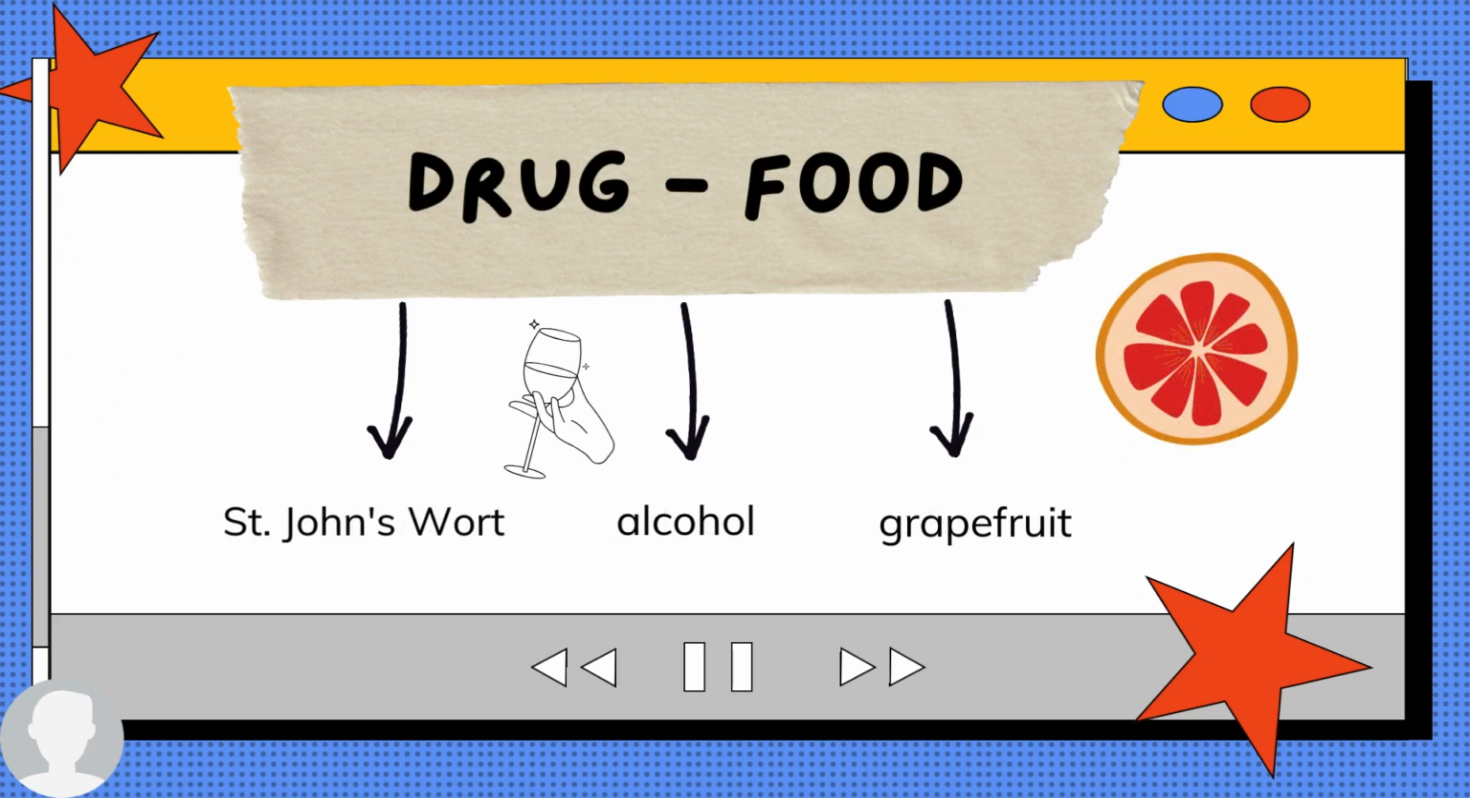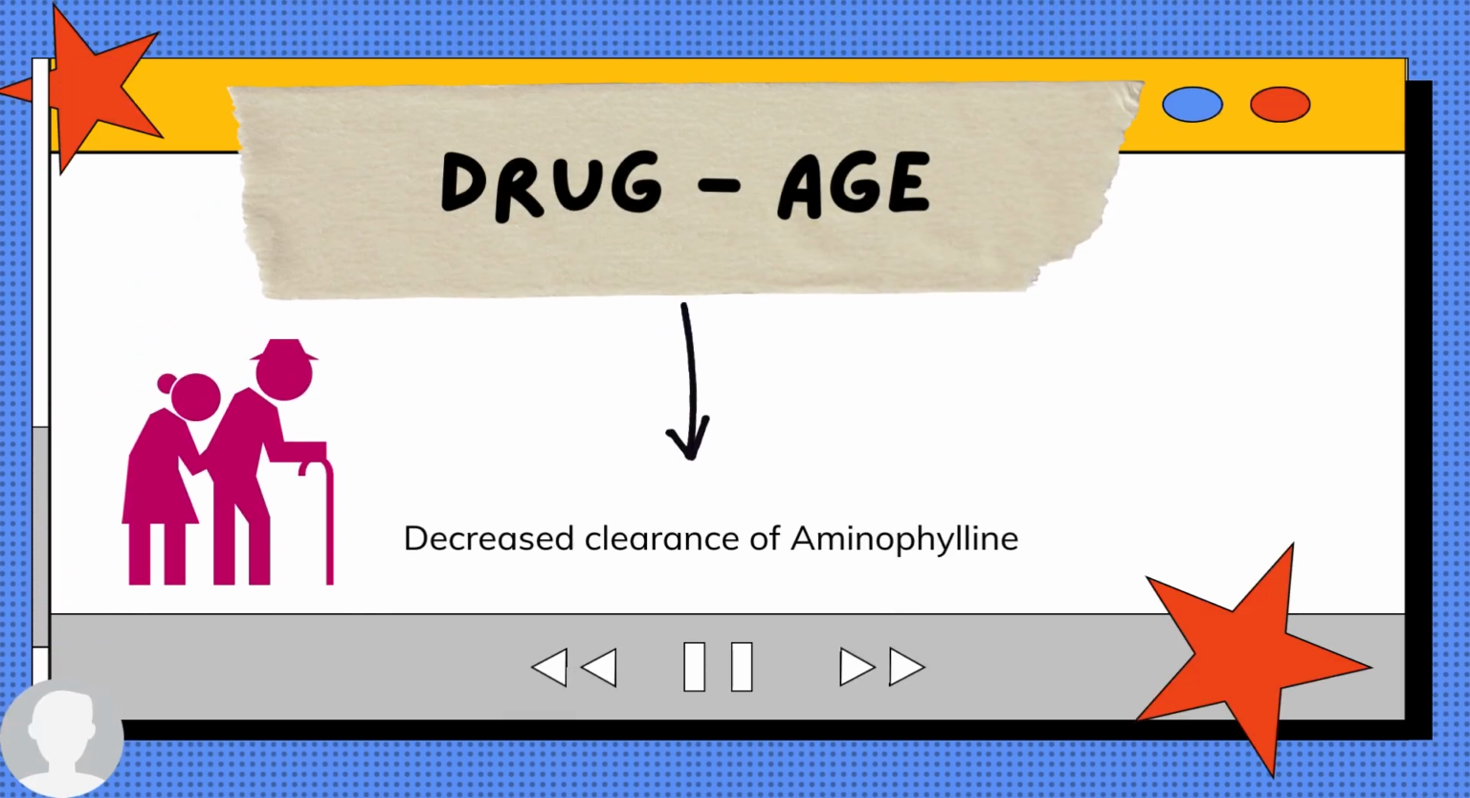Aminophylline should be consumed with caution when taken with St. John's wort, alcohol, and grapefruit, among others, as these foods may alter serum concentration levels and may decrease the effectiveness of the given drug. In older individuals, an increase in age may lead to decreased clearance of aminophylline.